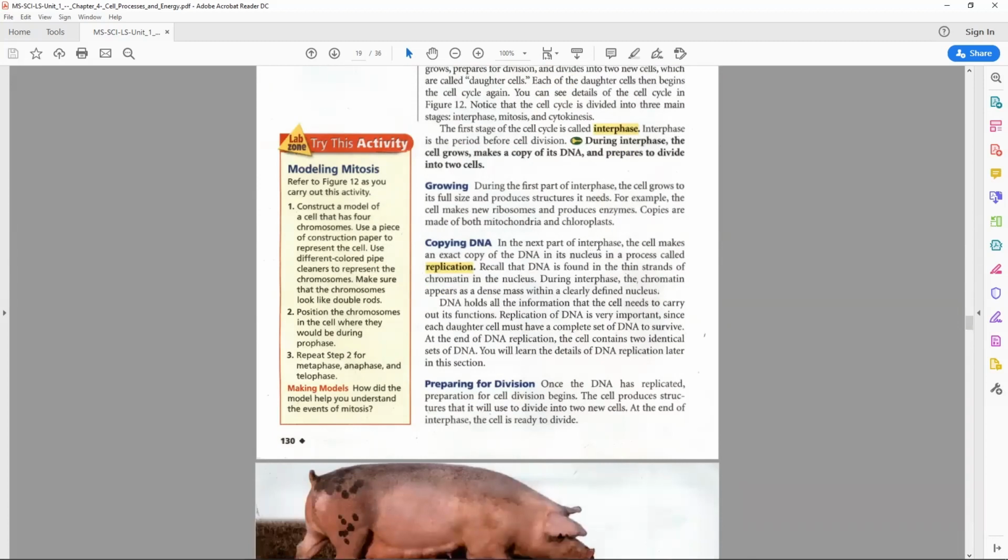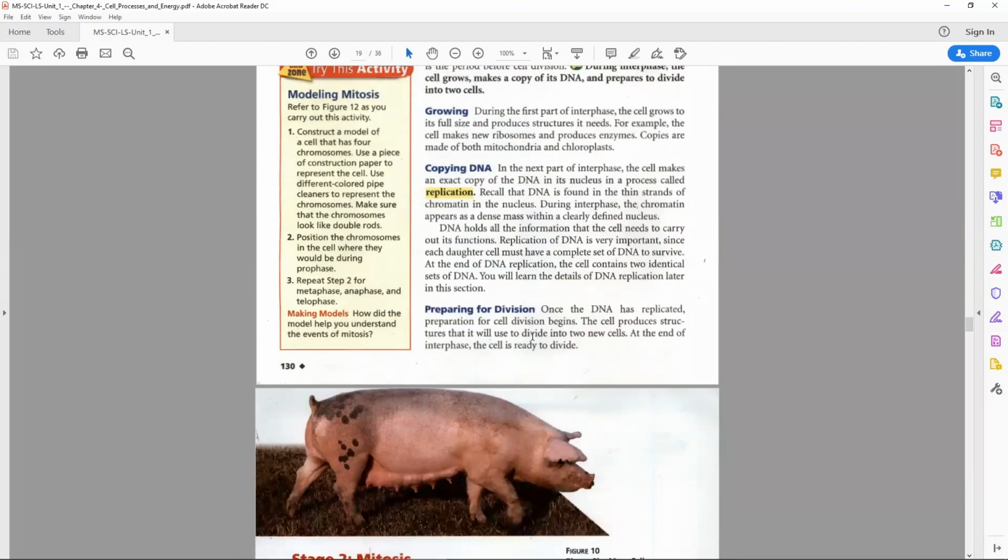Copying DNA. In the next part of interphase, the cell makes an exact copy of the DNA in its nucleus in a process called replication. Recall that DNA is found in the thin strands of chromatin in the nucleus. During interphase, chromatin appears as a dense mass within a clearly defined nucleus. DNA holds all the information that the cell needs to carry out its functions. Replication of DNA is very important since each daughter cell must have a complete set of DNA to survive. At the end of DNA replication, the cell contains two identical sets of DNA. You will learn the details of DNA replication later in this section.